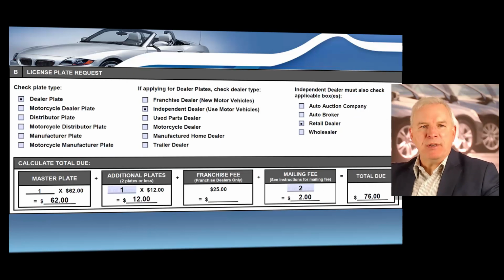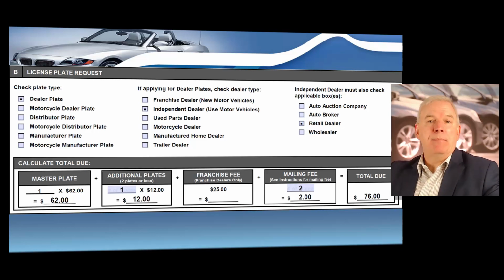On this portion of the dealer plate order form, you will select what type of dealer license plates you're ordering. So let's say for this training scenario that you are ordering a full-size dealer plate, or you could select motorcycle plate for motorcycles, or other plates. You will then check the type of dealer license you are applying for. Most of you are applying for an independent dealer's license, which would allow the sale of used motor vehicles. Then check what type of dealership you will be.